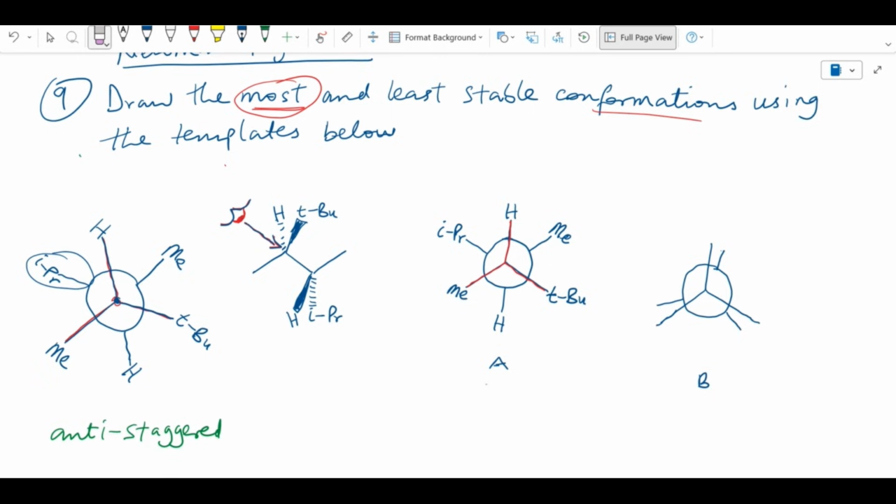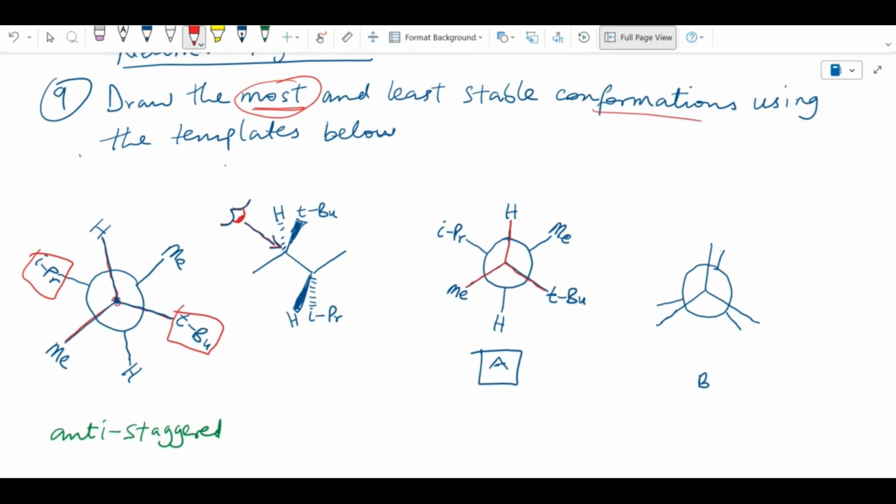So that will be the most stable conformation. The next would then be to draw the least stable conformation. So the least stable conformation will be when you have the biggest groups on the front and back carbon very close together in an eclipsed position, in an eclipsed conformation. So I want to rotate this molecule in such a way that the two biggest groups will be close to each other.